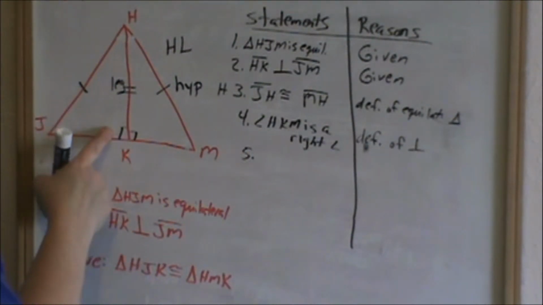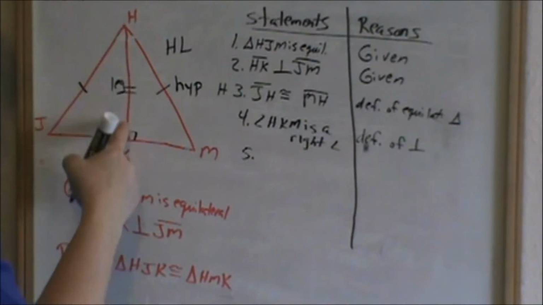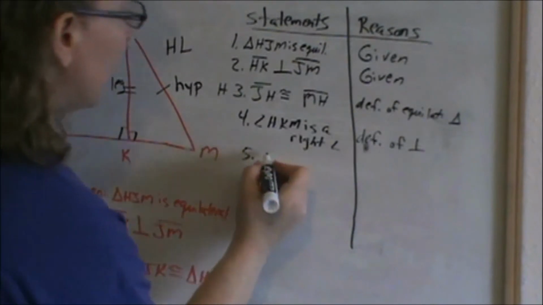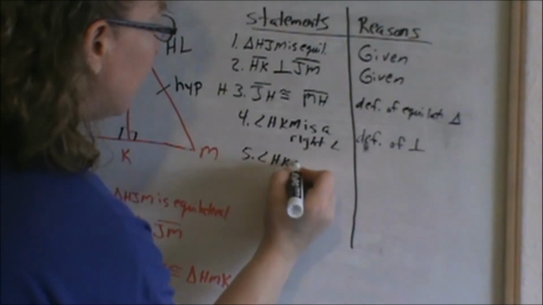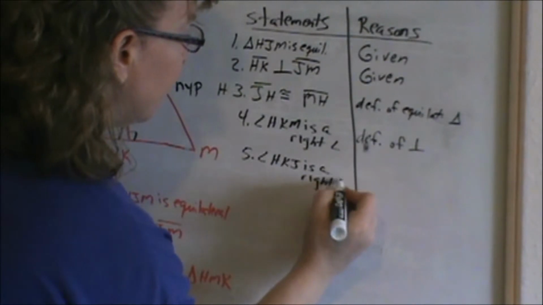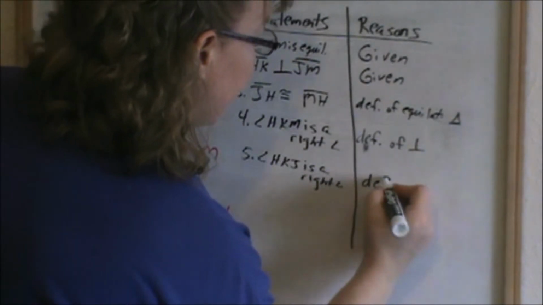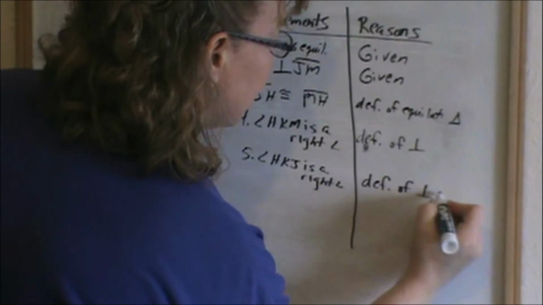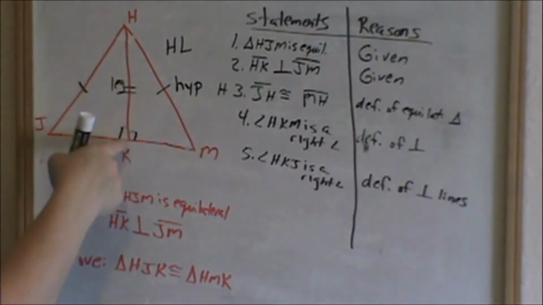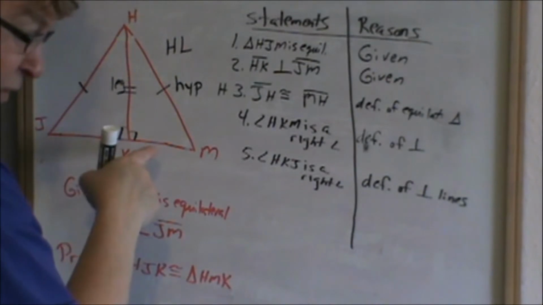Now I'm going to make the statement for the other one. Remember, if I say HKM, then I need to say HKJ. So angle HKJ is a right angle. Why? Definition of perpendicular lines. So now I have stated that these two are right angles.